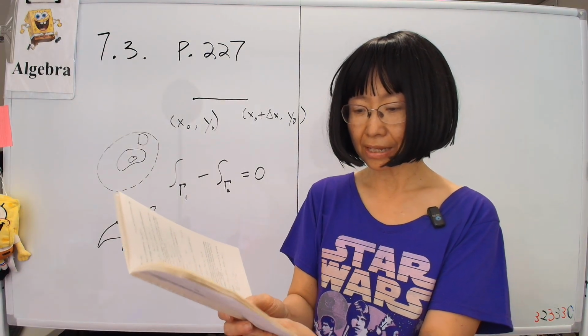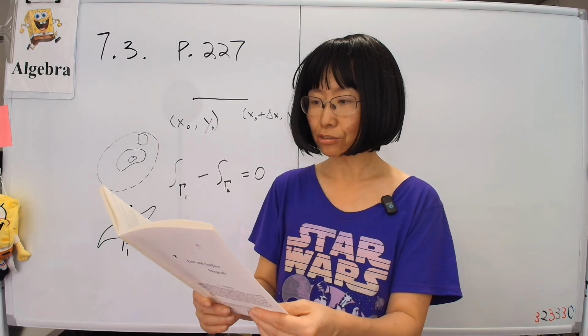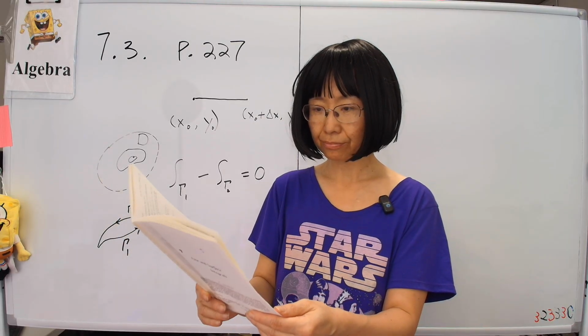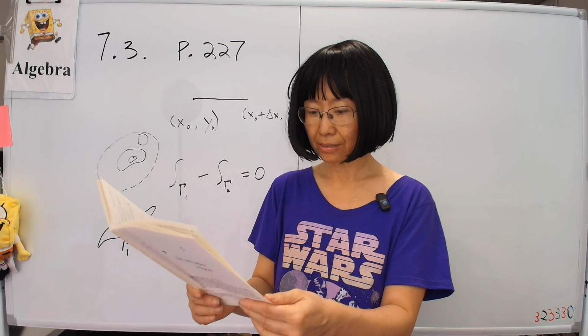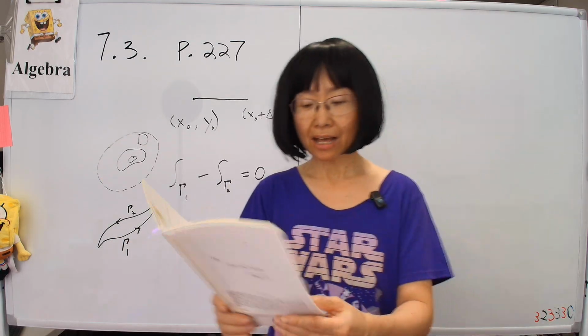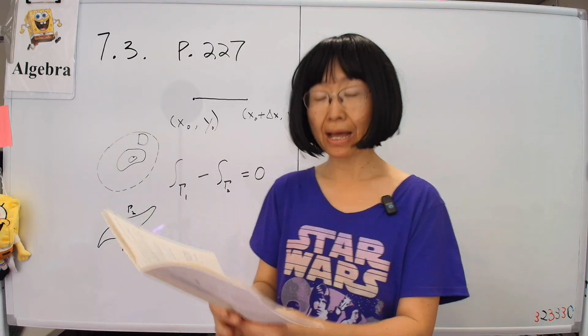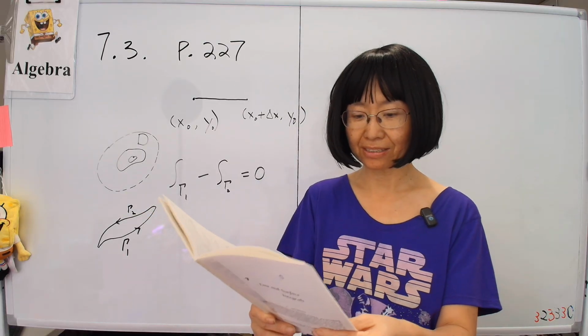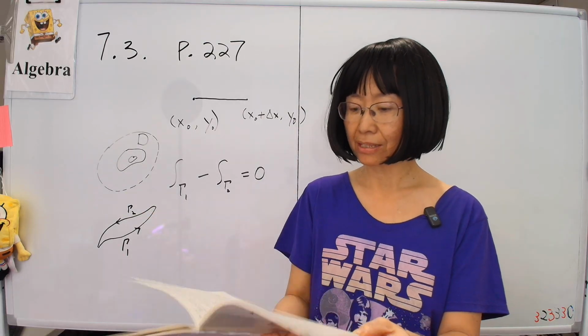Now, if that is the case, we're still trying to prove the existence. Now, let me think. Actually, by proving that it's independent of path, we have proven the existence. Okay, so the first half of the theorem is done.